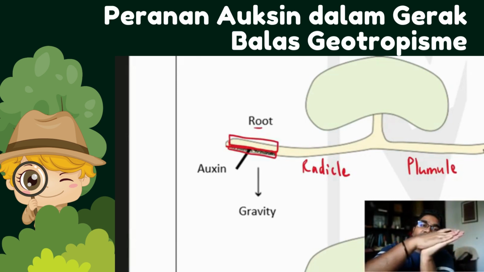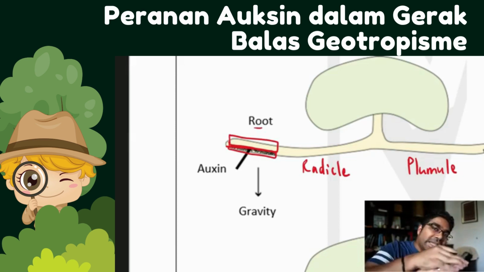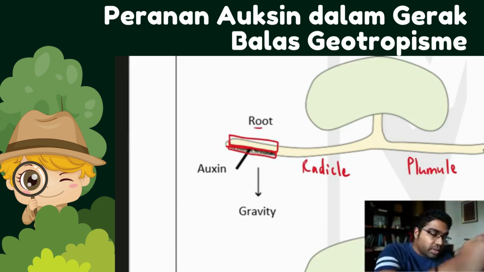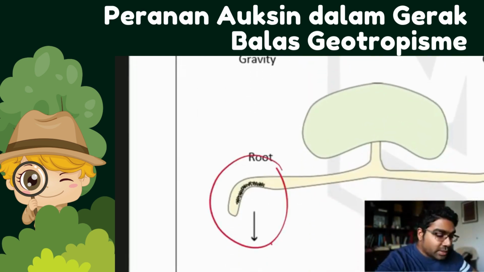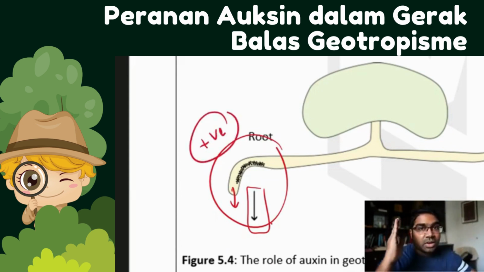Since the top grows faster than the bottom, this has an overall effect of the whole root bending downwards because the top is growing more than the bottom. And so this is what we get. And since gravity is acting downwards and the root is also growing downwards, this is known as positive geotropism because the direction of growth is towards the stimulus.